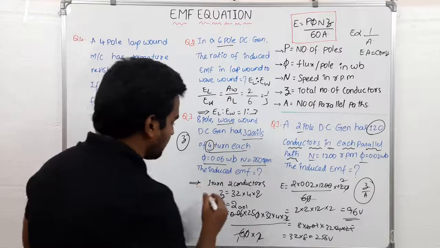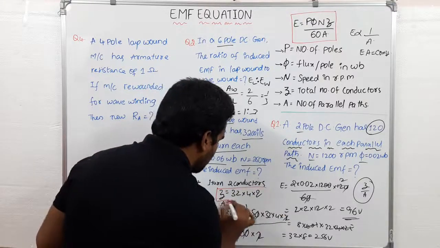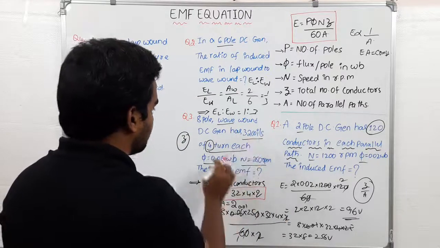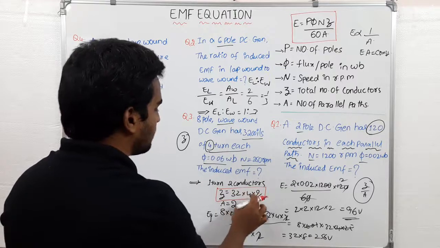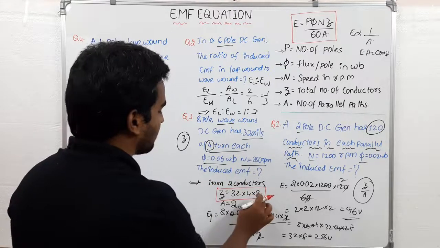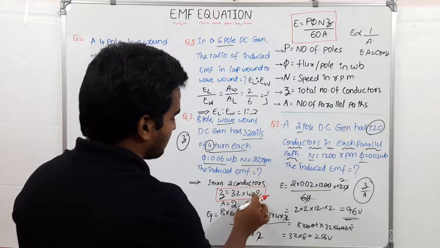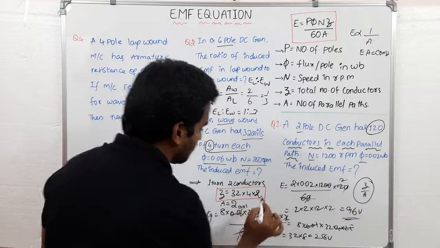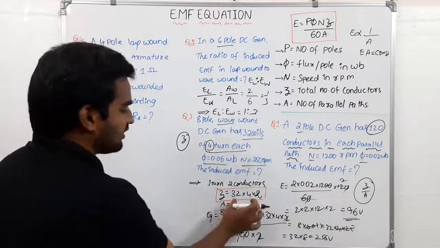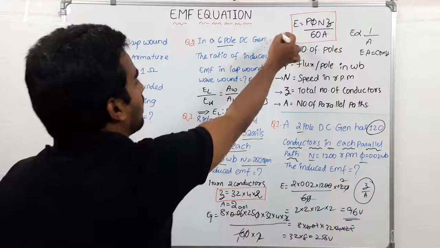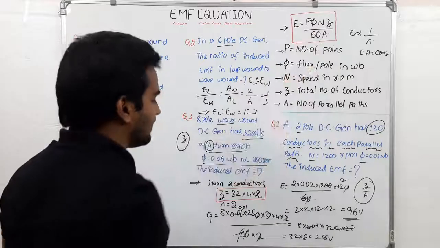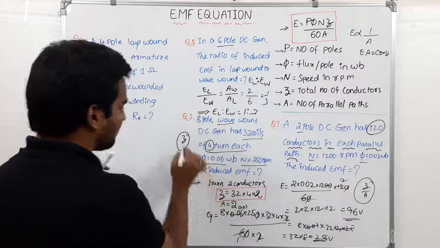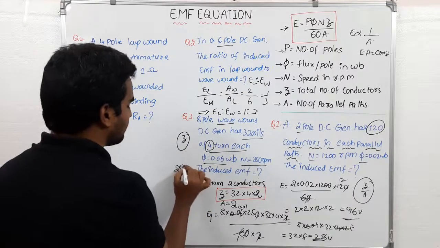We just found the total number of conductors in this machine, which is equal to 32 coils into 4 turns in each coil into the total number of conductors in one turn, that is 2. Don't get confused, it is 2. So this is the Z value, and we have substituted all those values in E equal to P phi N Z by 60A. We got the value as 256. The generated EMF in this particular problem is 256 volts.